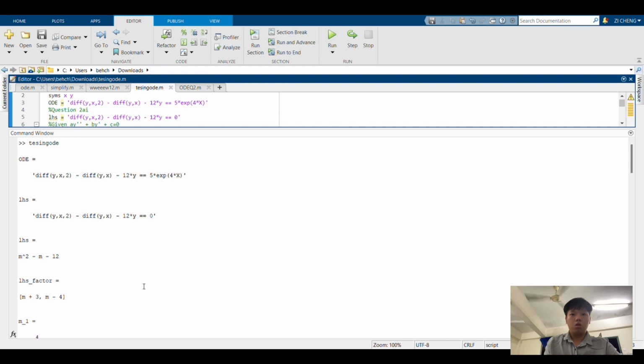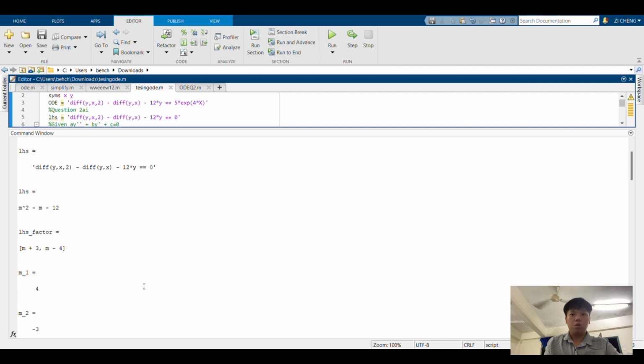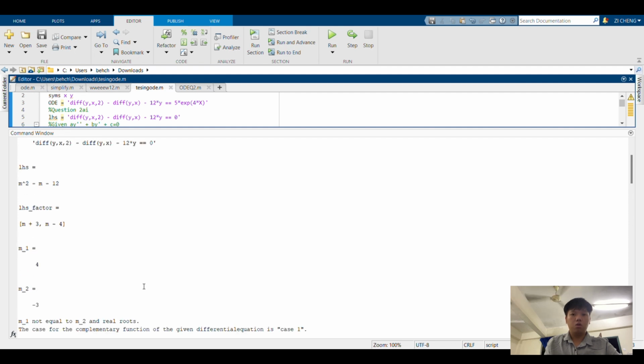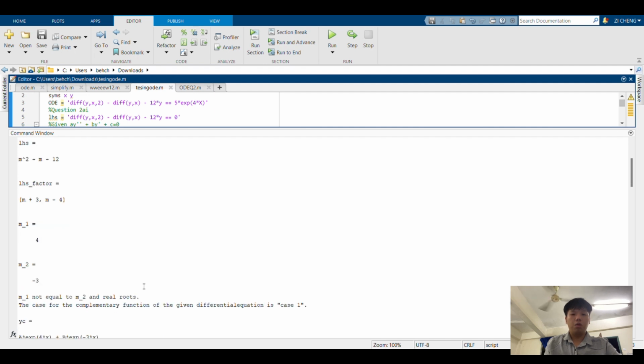Then the suitable formula that we will use to find yc is case 1, because root 1 and root 2 do not have the same value. So the final yc we get from MATLAB is a e^(4x) plus b e^(-3x).